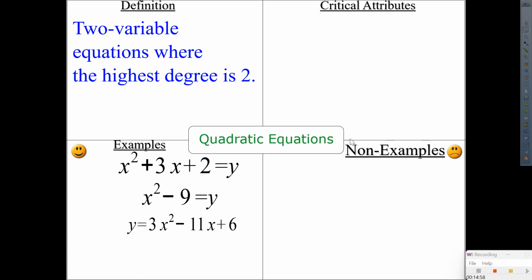All right, so once again, quadratic equations. Two variable equations where the highest degree is 2. Okay, I think we got it. However, writing utensils down, look up really quick. Look at the examples. If you were to cover part of it, do you see polynomials in there?